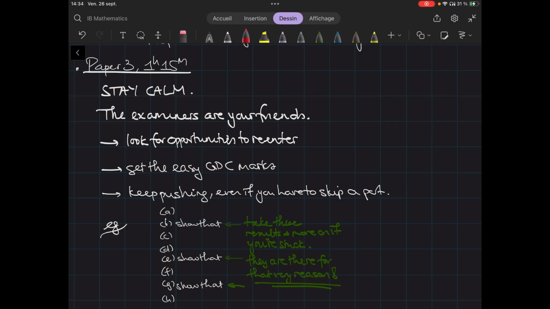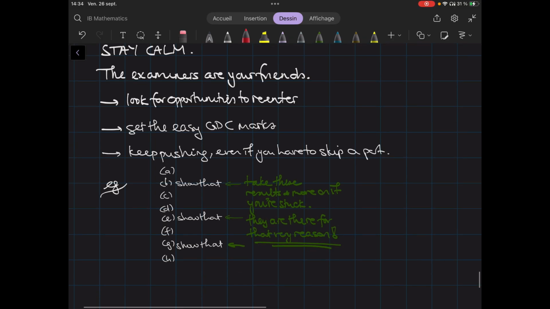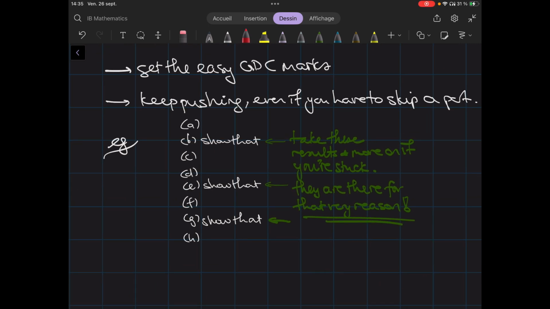Get the easy GDC marks. Stuff like sketch the curve, or sketch the family of curves when n equals 2, sketch the family of curves when n equals 3. Those marks are freebies. Do not ever lose those marks. Keep pushing, even if you have to skip a part. For example, this is a more typical version of paper 3. Let's say this hypothetical question has 8 parts. Notice that 3 of the 8 parts are show-that parts.